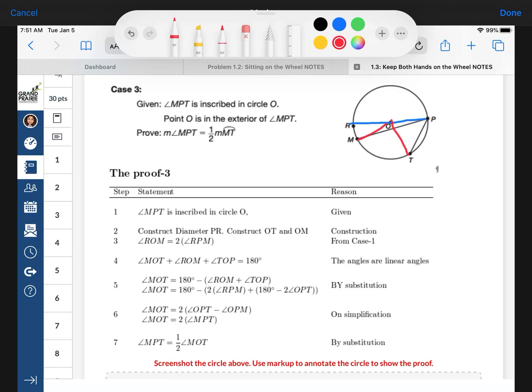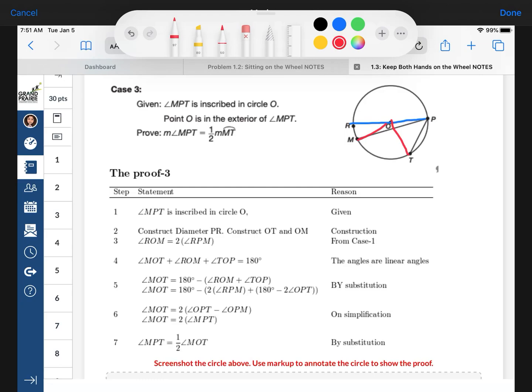Simplifying this, on step 6, the measure of angle MOT is equal to twice the measure of OPT minus OPM. Make sure you pause the video to locate these angles and really follow through logically with this thinking process. Remember, a proof is simply a thinking process, a process of logically coming to a conclusion. Simplifying this further, the measure of OPT minus the measure of OPM is the same thing as the measure of angle MPT.